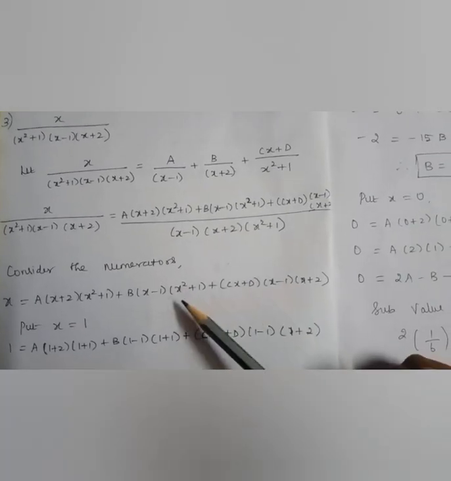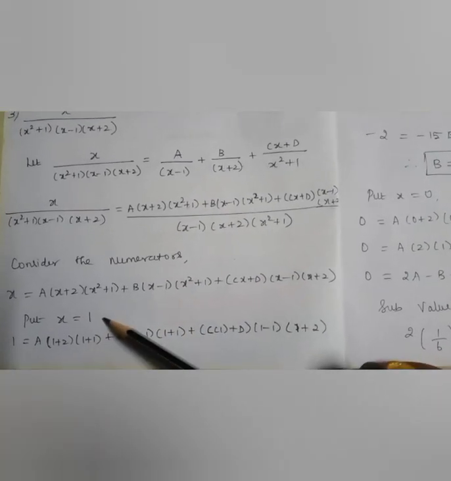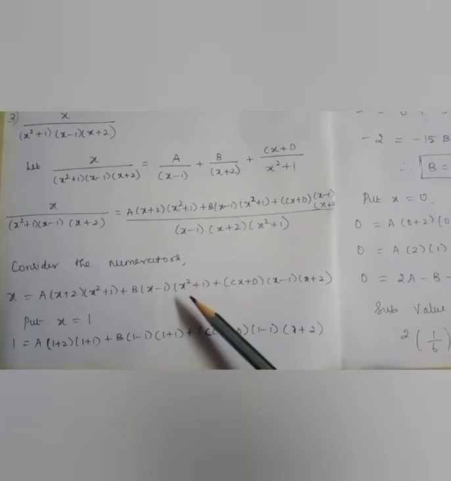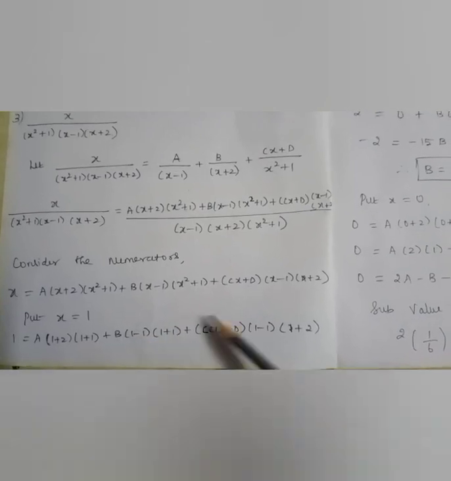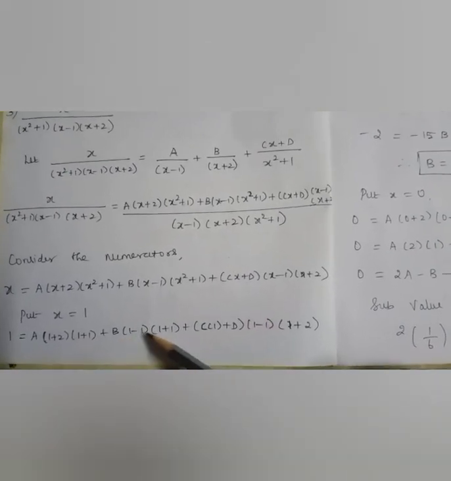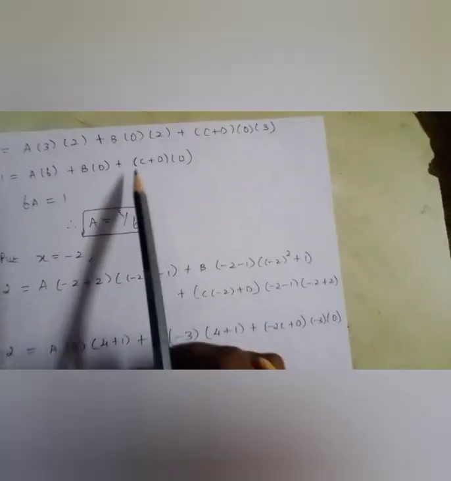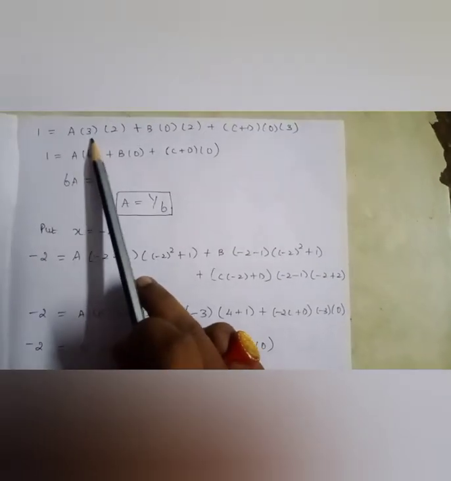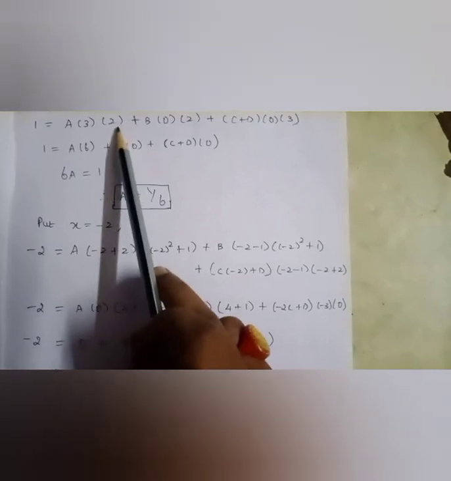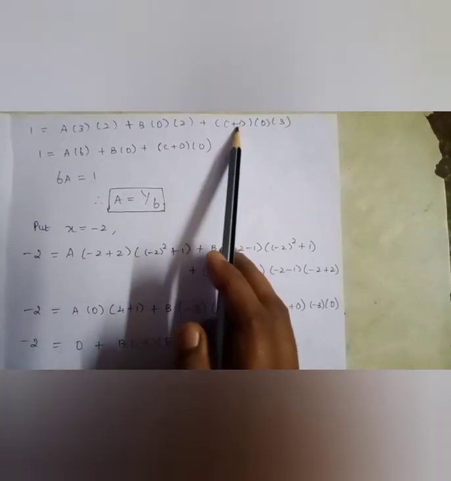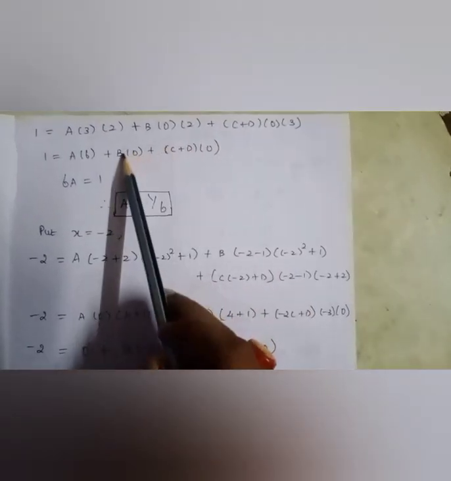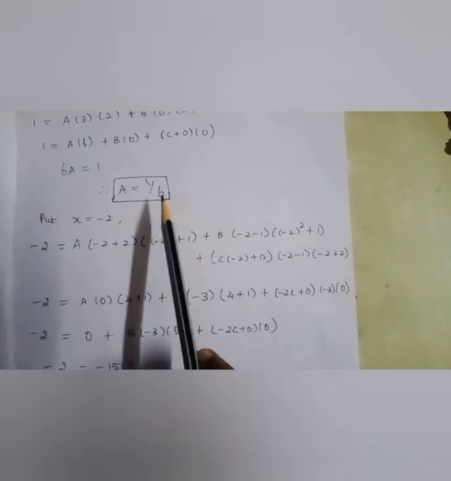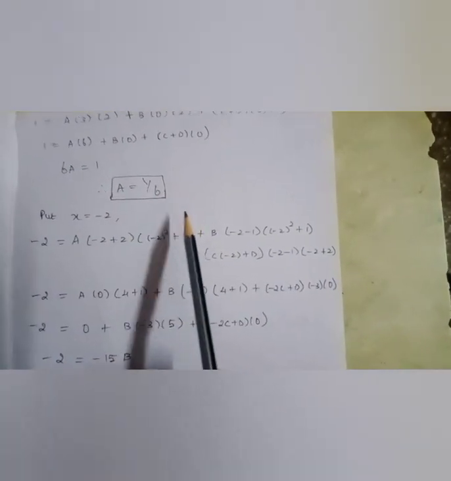So here also x − 1, here also x − 1. When I substitute x equal to 1, I can eliminate b as well as these terms. This 1 − 1 becomes 0, and this 1 − 1 also becomes 0. So here it is 1 equals a into 3 into 2, because a will not become 0, whereas b becomes 0, and cx + d is also eliminated since this expression becomes 0. So I get 6a equal to 1, from which the value of a is 1 by 6.